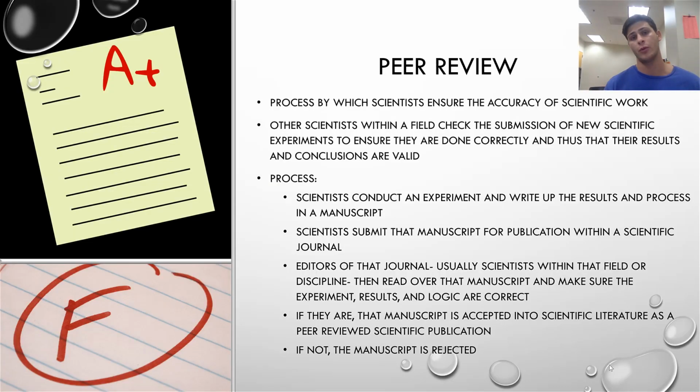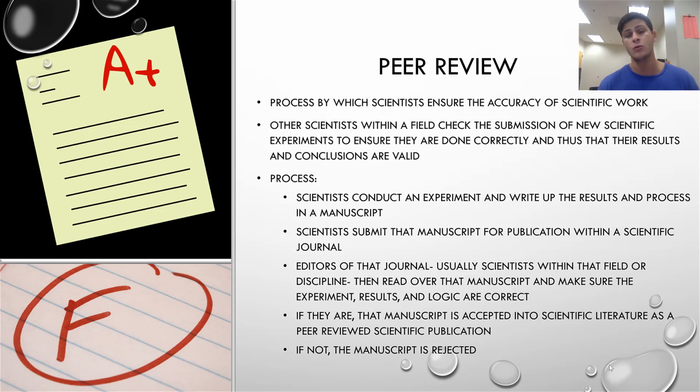Now, the final thing that we're going to go over is something called the peer review process. And this is the process in which scientists ensure the accuracy of scientific work. Remember, again, that science is very rigorous and effective, but it is extremely conservative in nature. And this keeps us from leaning on claims that might not actually be true. Now, in peer review, other scientists will field check the submission of new scientific experiments and the results of new scientific experiments to ensure that they were done correctly and that their results and conclusions are valid.